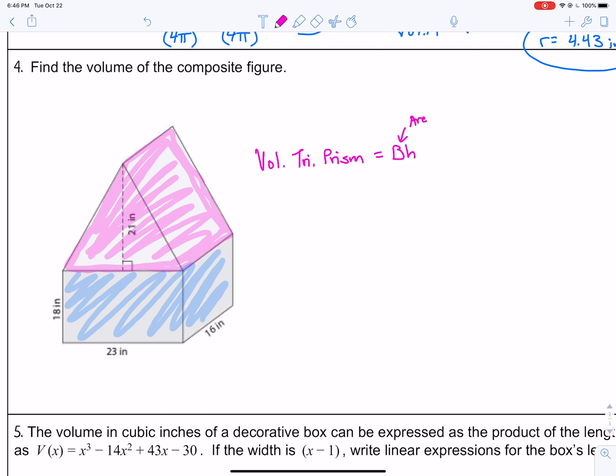So the big B means area of the base, which in this case is a triangle. So even though it's sitting on its side, this face of this triangle right here is considered the base of that prism. So we need to say 1/2 base times height, because that's the area of that triangle. So the base of the triangle is just the 23 that we could get by looking at the side of the box. So 1/2 23, and then the height is just the 21 inches that goes down the middle of the triangle.